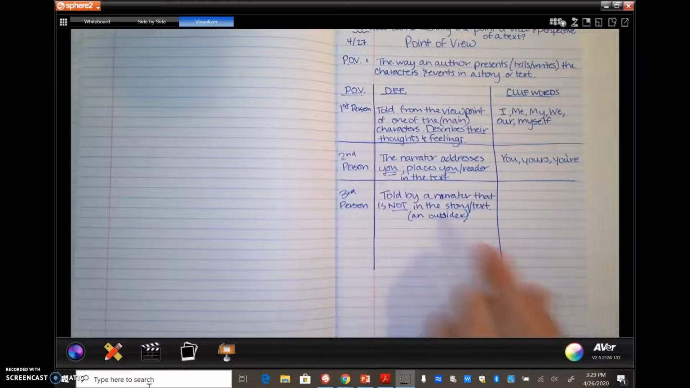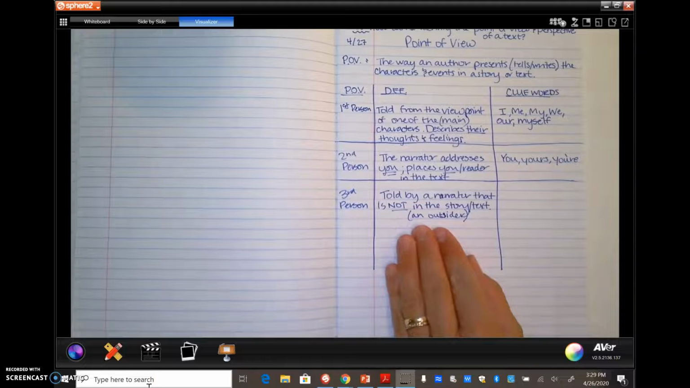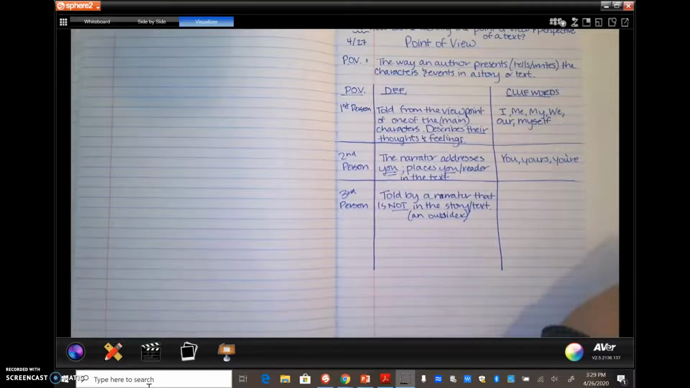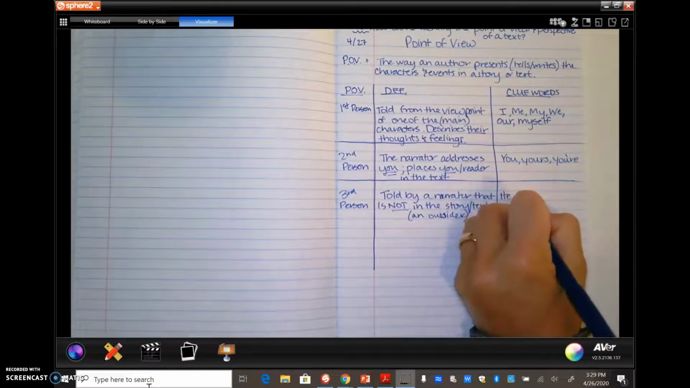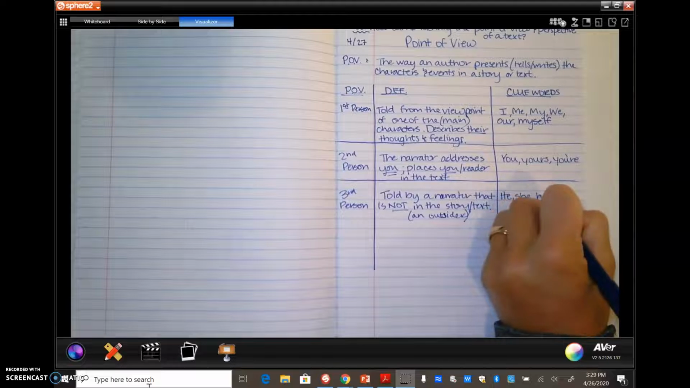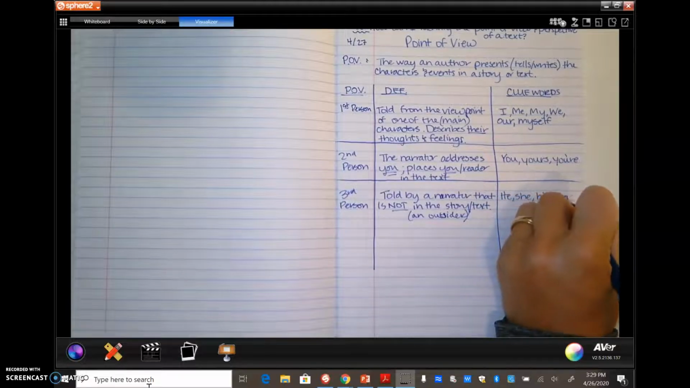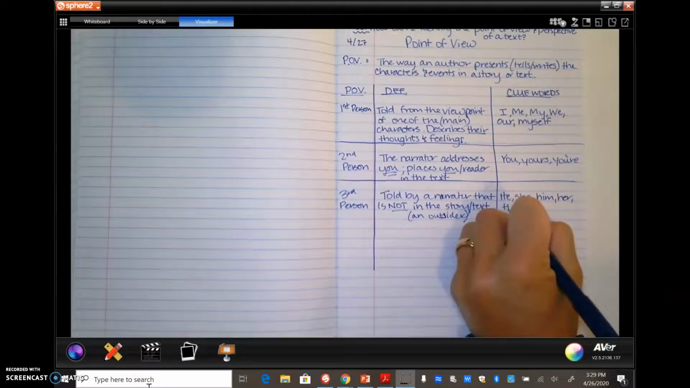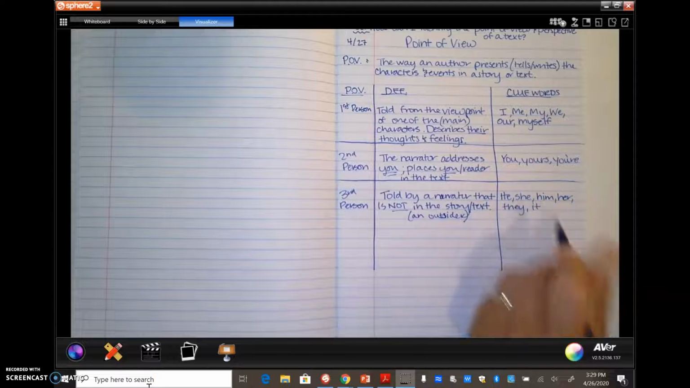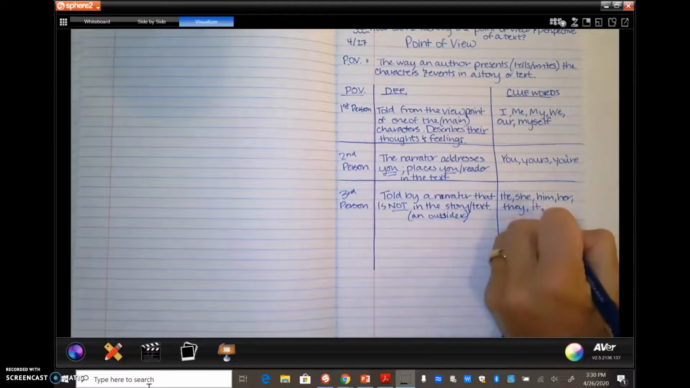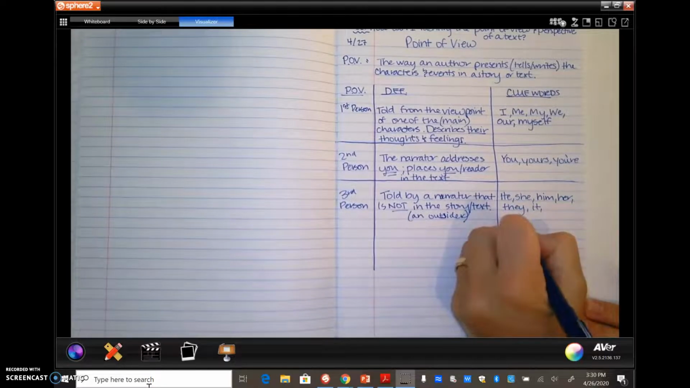Okay, so the narrator focuses on the thoughts and feelings of the characters in the story. They are not sharing their own, they're sharing the thoughts and feelings of the characters from an outside point of view. So clue words would be he, she, him, her, they, it, because it's talking about other people's experiences.